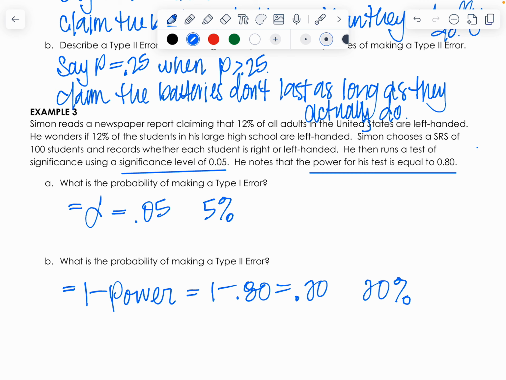Usually these questions about type 1 and type 2 errors show up as multiple choice questions on the AP test, but it's good to be able to explain them, so be prepared for short answer as well. All right.